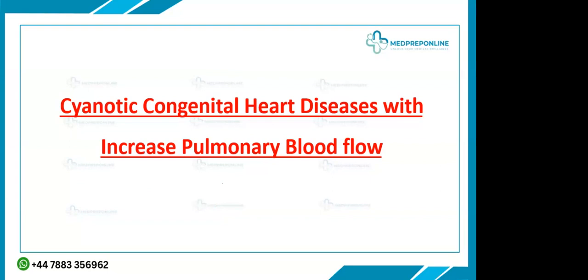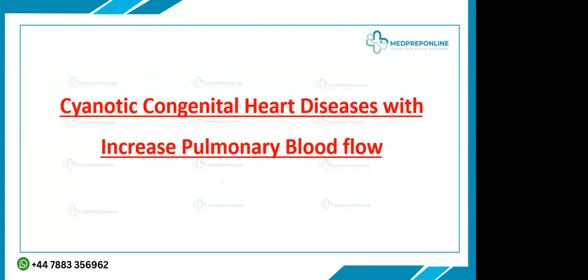Okay, dear students, let's move back to the cyanotic congenital heart diseases. Now we are going to talk about those with increased pulmonary blood flow. We have talked about the diseases presenting with decreased pulmonary blood flow: TOF, pulmonary atresia, tricuspid atresia, and Ebstein anomaly. Now we are going to talk about cyanotic congenital heart diseases with increased pulmonary blood flow, in which the chest X-ray shows increased pulmonary vascularity.